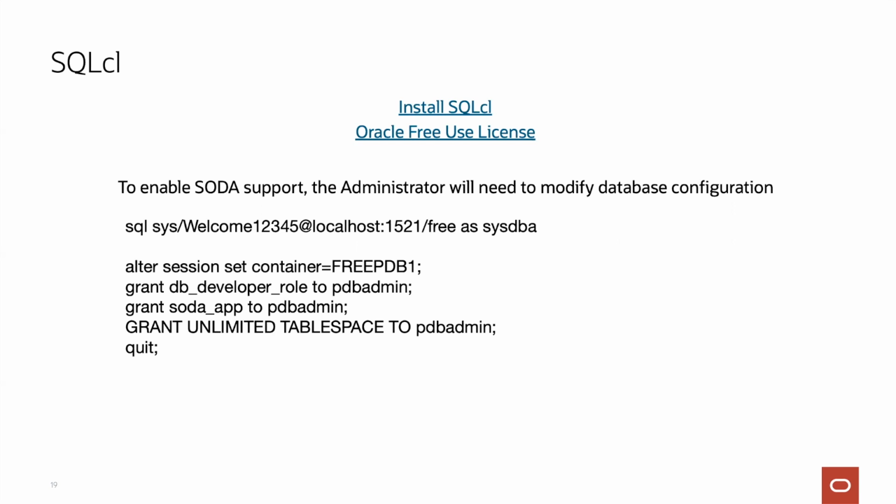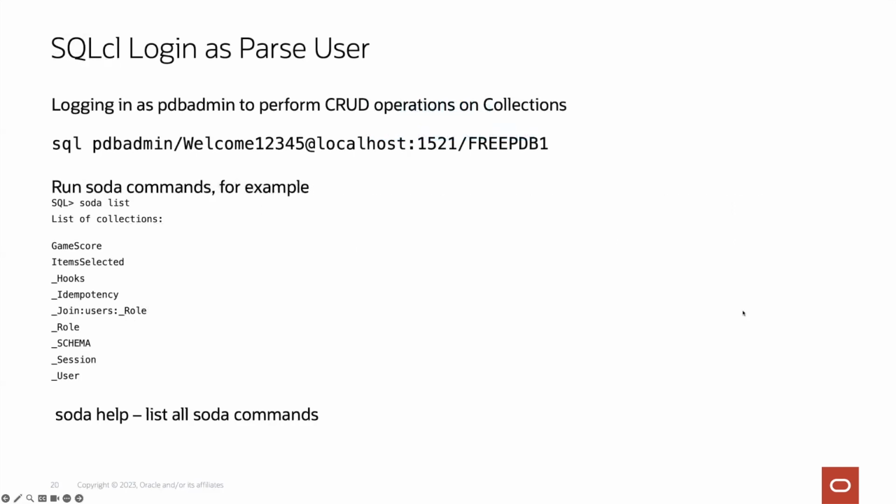To enable SODA support, use SQLcl to log in as the system DBA and run the following grants listed here. To work with the specific database instance, log in as PDB admin, which is the default user associated with the Docker image. This login allows working with the database attached by Parse Server. Now, as this user, you can work with the collections and documents that make up the current database instance.